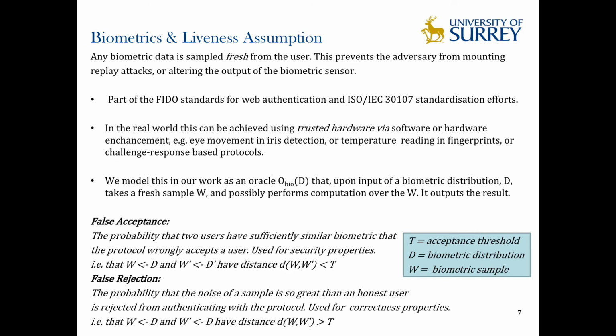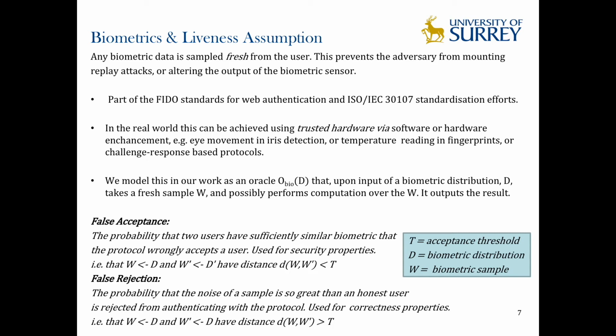Biometrics and the liveness assumption. A user's biometric data is modelled as a distribution D, from which an instance of a biometric reading is captured by sampling W from the distribution. We define a metric space on the sample space that allows us to measure the distance between two samples. Whilst the model we present for BACS suits any notion of distance, the protocol we will later present only considers the Hamming distance of two bit strings.